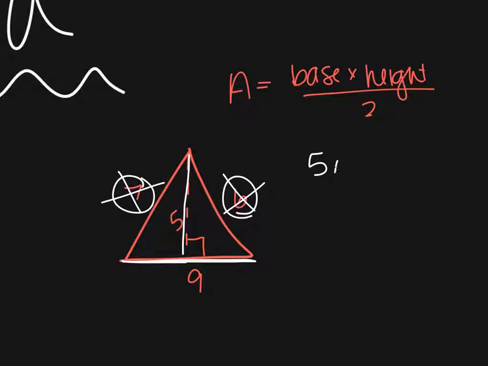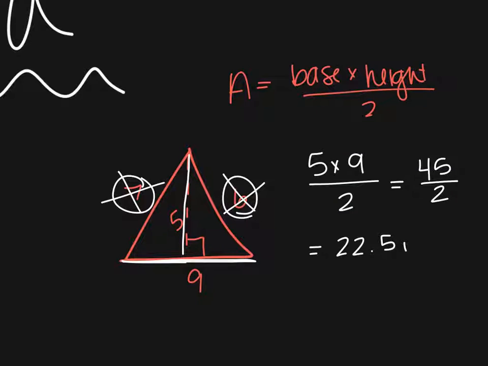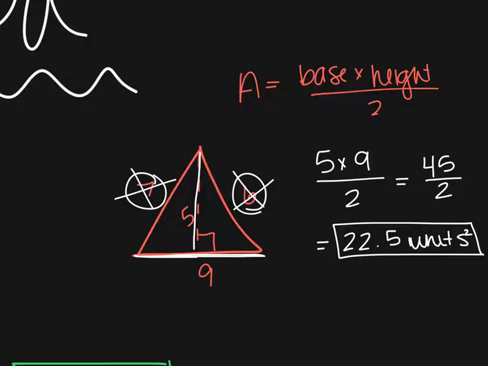So it's going to be 5 times 9 all divided by 2, which equals 45 divided by 2, which equals 22.5. And it's going to be units. Okay, it's whatever squared. It's going to be inches squared, centimeters squared, whatever the units are, it's going to be units squared.